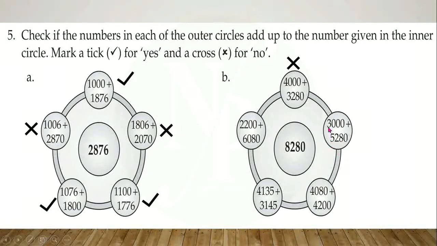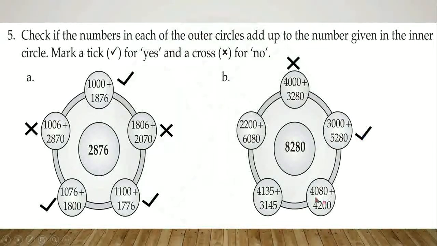And if I look at the digits in thousands place, we have 3 and 5, and 3 plus 5 is 8. These three digits will be the same, so the sum will be 8280, which is the number given in the center. So the sum of these two numbers gives this answer. So we should put a tick mark here.